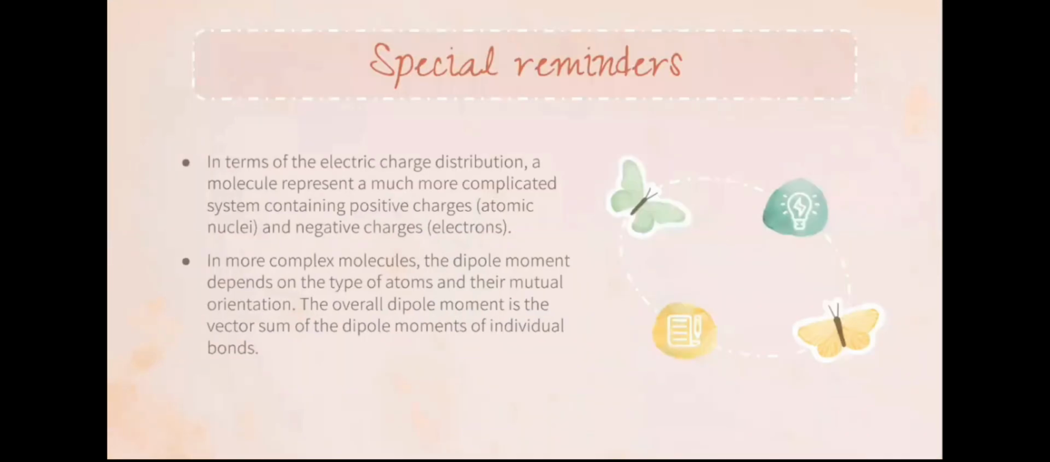And these are special reminders about dipole moment. First, in terms of the electric charge distribution, a molecule represents a much more complicated system containing positive charge or atomic nuclei and negative charge or electrons. In more complex molecules, the dipole moment depends on the type of atoms and their mutual orientation. The overall dipole moment is the vector sum of the dipole moments of individual bonds.